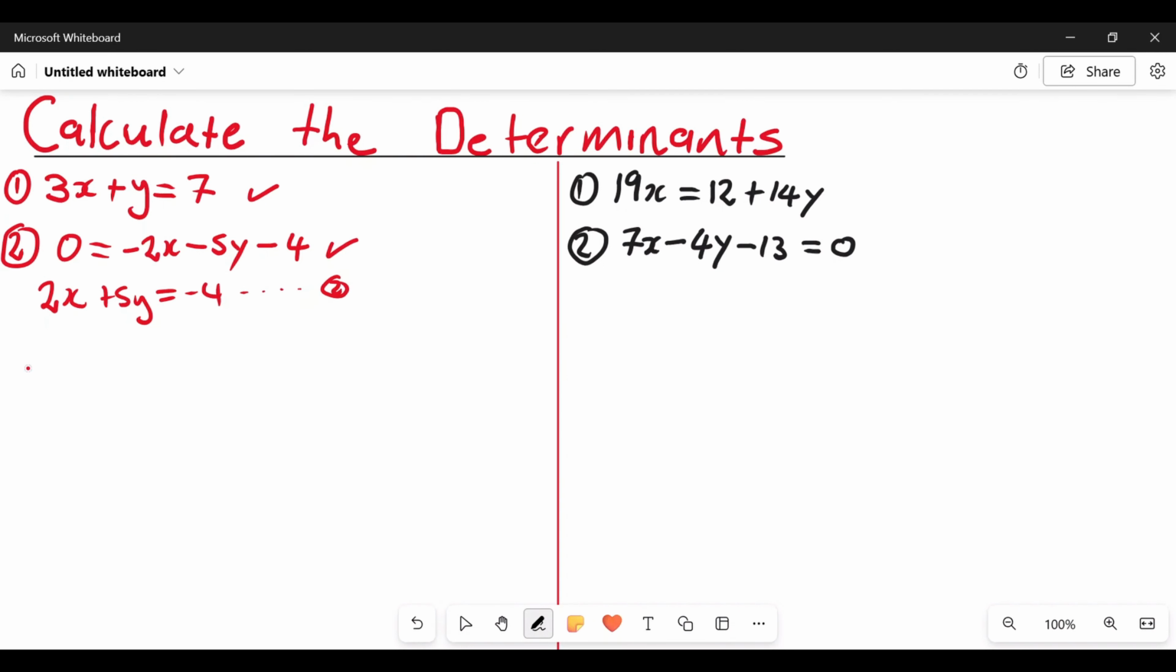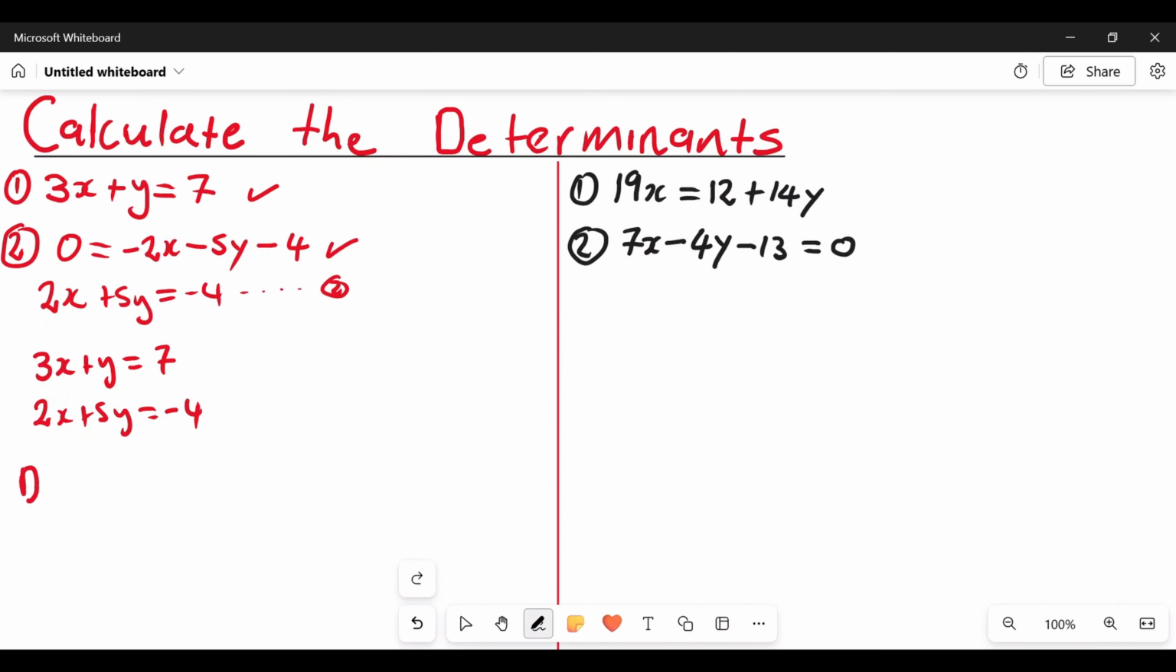This now becomes our new equation 2. So we need to put them close to each other so that we are able to make the square matrix. So let's start with equation 1, which is going to be 3x plus y, all this equaling 7. And then equation 2, which is going to be 2x plus 5y, all this equaling negative 4. Right, so when it's like this, we can see that this is a second order square matrix. So we are also able to calculate our determinant when we have equations like this.